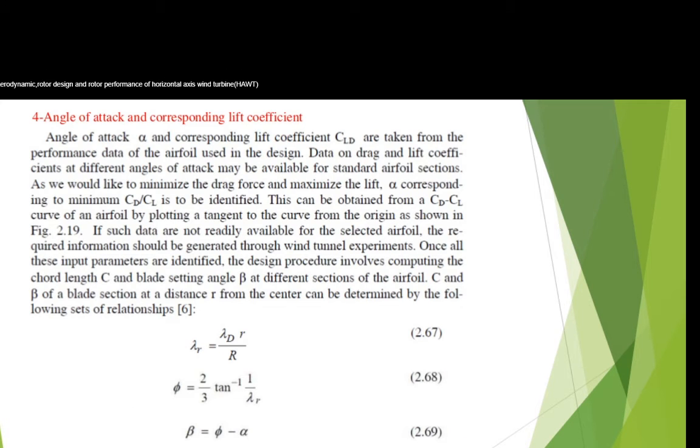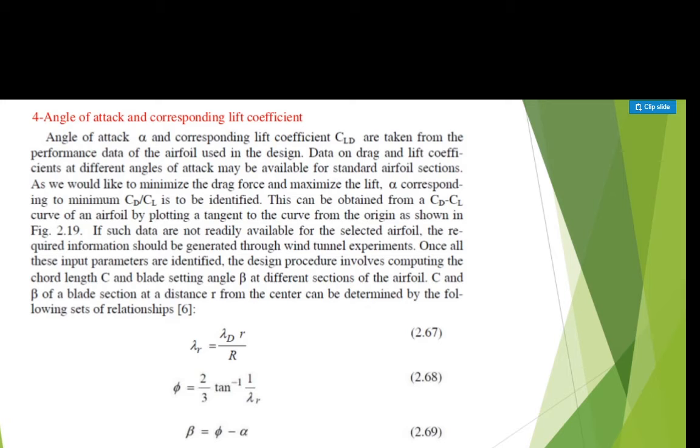Angle of attack and corresponding lift coefficient. The angle of attack alpha and corresponding lift coefficient CLd are taken from the performance data of the aerofoil used in the design. The data on drag and lift coefficient at different angles of attack may be available for standard airfoil sections, as we would like to minimize the drag force and maximize the lift force.